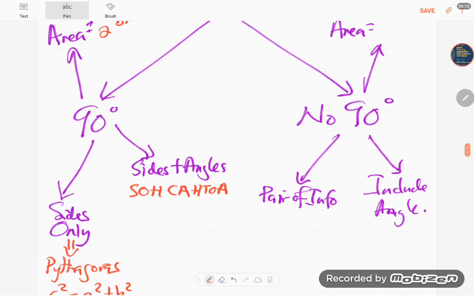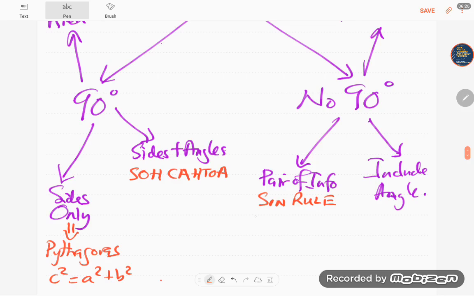And then for no 90 degrees, when you have pairs of information, then it's automatic that you can use the sine rule. Depending on whether we're trying to find the angle or the side, we're going to look at that further. And then for the included angle, we use the cosine rule.